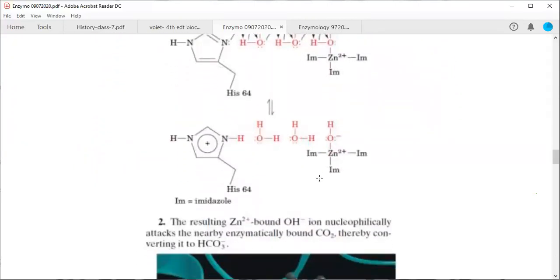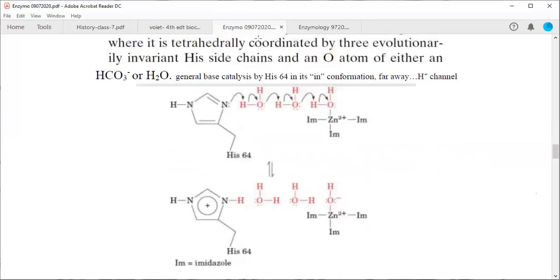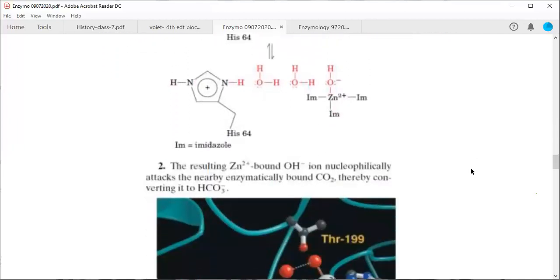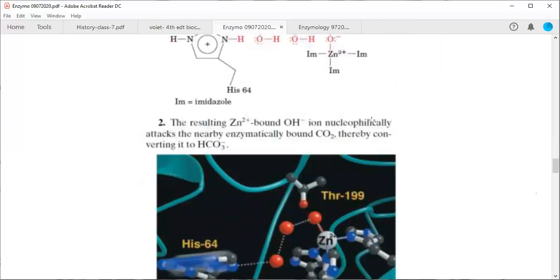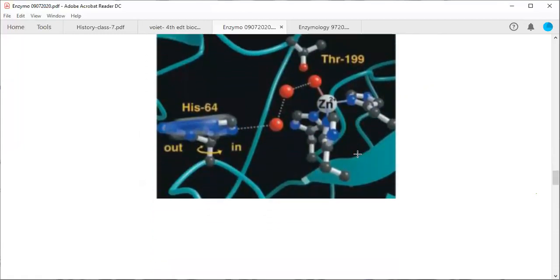So it is also given here. It comes from either the HCO3 negative or, generally, from the water, H2O. Mostly this is present in a conformation that makes an H positive, or proton, channel. You see, this is a proton channel, because histidine 64 and the zinc ion are present far distant from each other. Therefore, three water molecules are required for the catalysis to happen. Then this OH negative ion, which is bound to the zinc, nucleophilically attacks the nearby enzymatically bound CO2 and converts it into HCO3 negative. This we have discussed.